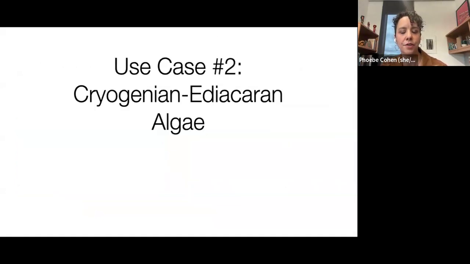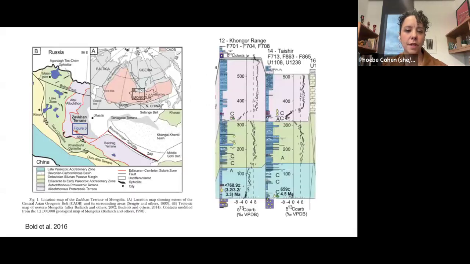Okay, so I'm going to move on now to use case number 2, Cryogenian-Ediacaran algae. This is work that's much more preliminary. As you'll see, we're still gathering data on this, but it's another use of this nano-EA technique that we're really excited about. This is material from the Tsagaan Oluem terrane of Mongolia. These were samples that were collected by Ross Anderson and colleagues.